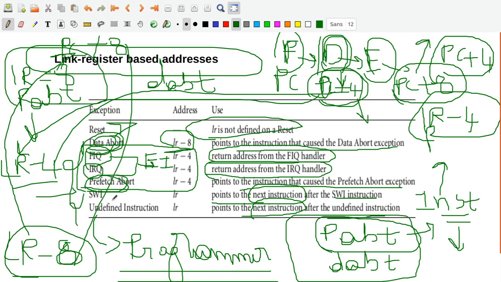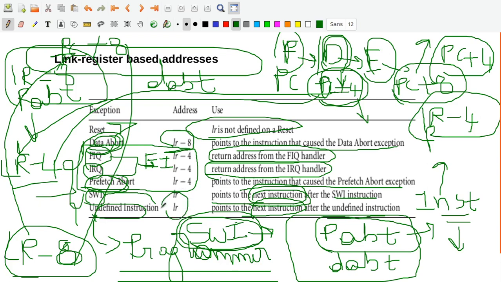Whereas the software interrupt and the undefined instruction exceptions are there because the programmer itself has written that. The programmer has written the software interrupt instruction. Of course, we will look into this instruction later on. He has purposefully written the software interrupt and thrown the exception. That's why it points to the next instruction, because after completion, anyhow he has thrown the exception. You complete that interrupt service routine, don't come back to the same instruction, you go back to the next instruction.